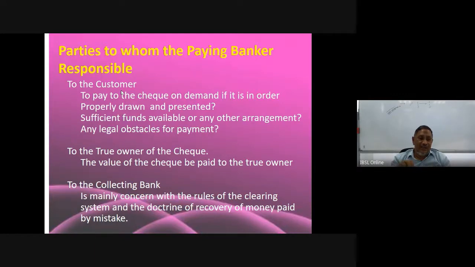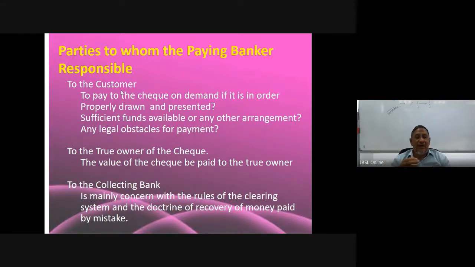Fed into the system, so that when the check is presented for payment, the system will automatically pay the check. That's a requirement. Any legal obstacles for payment? When the signature is okay, the signature is completed. There can be some business organizations with the signature. The rubber stamp is also part of the signature.